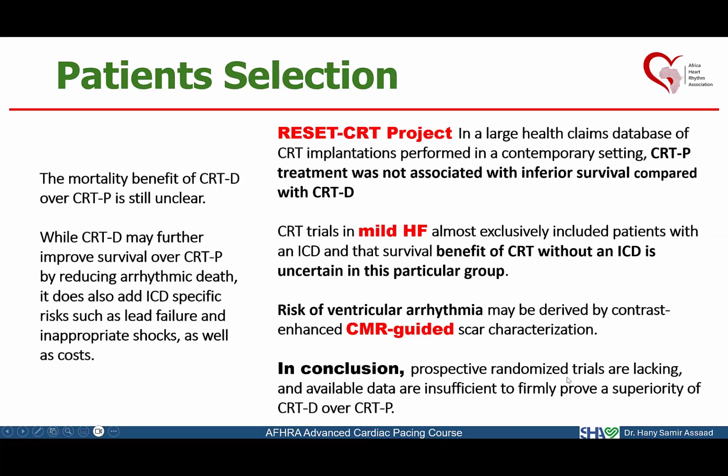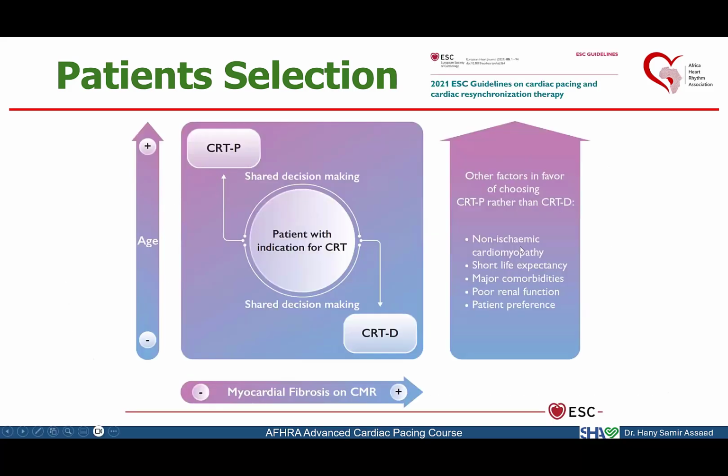In conclusion, prospective randomized trials are lacking and available data are insufficient to firmly prove a superiority of CRT-D over CRT-P. The European guidelines have given us some guidance in that matter. The older the patient, the shorter the life expectancy. If it's non-ischemic cardiomyopathy, with major comorbidities and poor renal function, CRT-P implantation is more convenient. The younger the patient, the more myocardial fibrosis on CMR, and the more ischemic the cardiomyopathy, the better it is to implant a CRT-D.